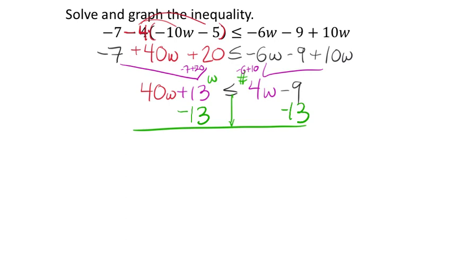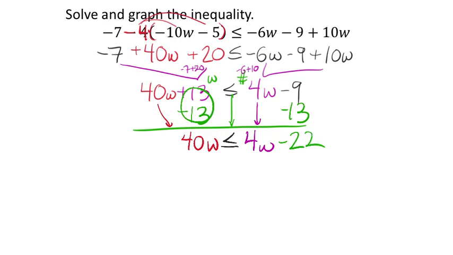Now moving from left to right, I can drop my positive 40w. We've zeroed out the positive 13. Again, none of this is going to affect the inequality, but I can now drop my 4w as well. And negative 9 minus 13 would give me negative 22.